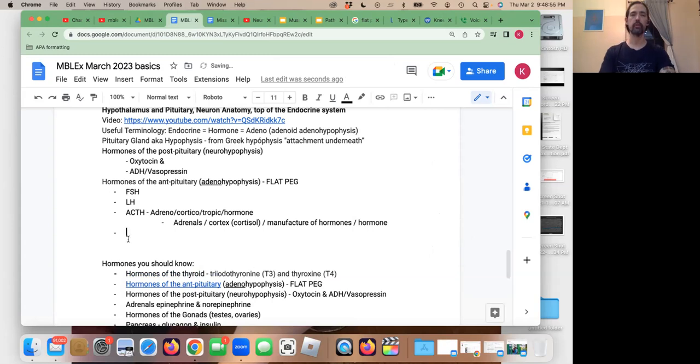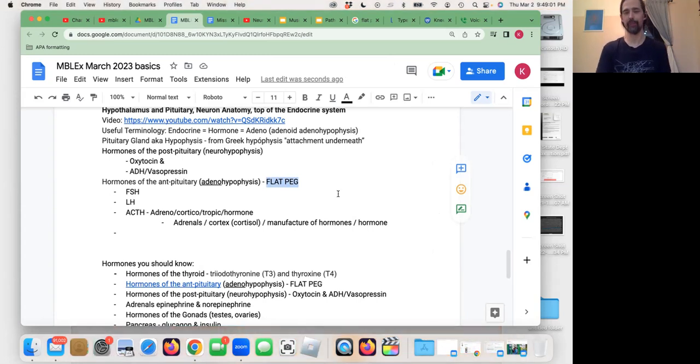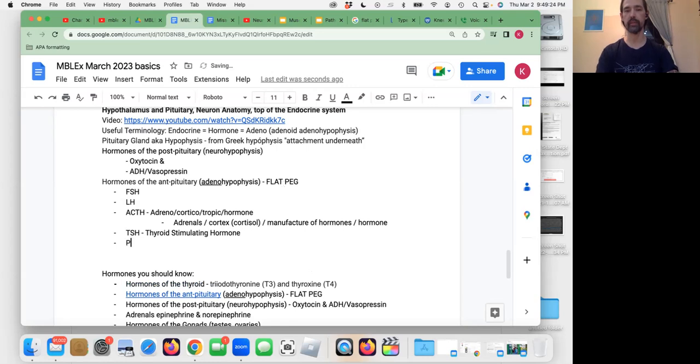Okay, so FLAT PEG, because you'll never remember all those. I have to look at it myself, and I've been learning this stuff since yesterday. FLAT PEG: follicle stimulating hormone, luteinizing hormone, adrenocorticotropic hormone. Letter T, unmute yourselves and call out if you can remember. It's a good chance to practice your recall. TSH, thyroid stimulating hormone. Okay, and then the P, what's the P stand for?